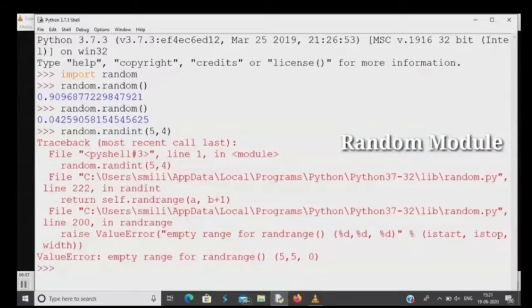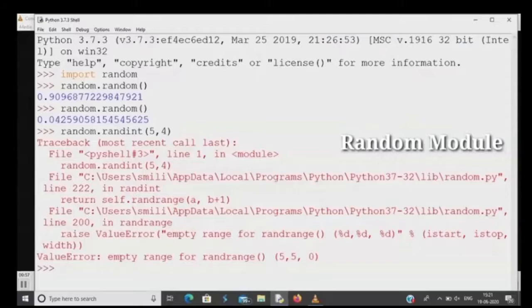You must have learned about probability. When we are working on probability, we can have any probability of a particular event. Same way, random works. It can provide you any probability of number in between 0 and 1, but 1 will not be included. Next function is randint.